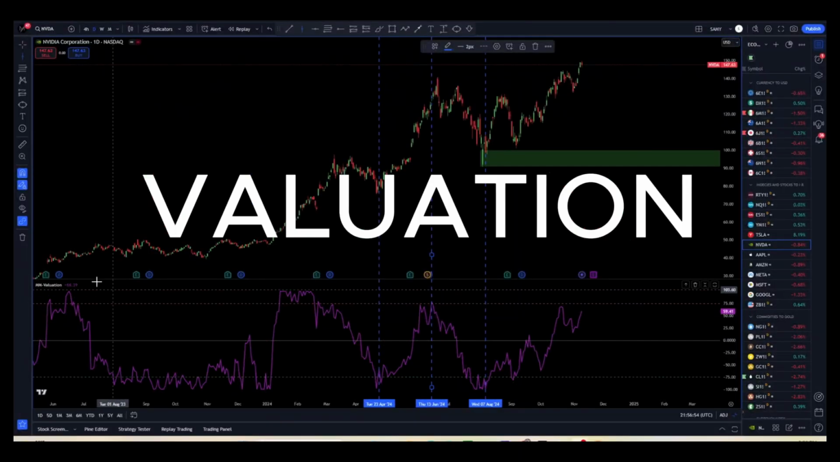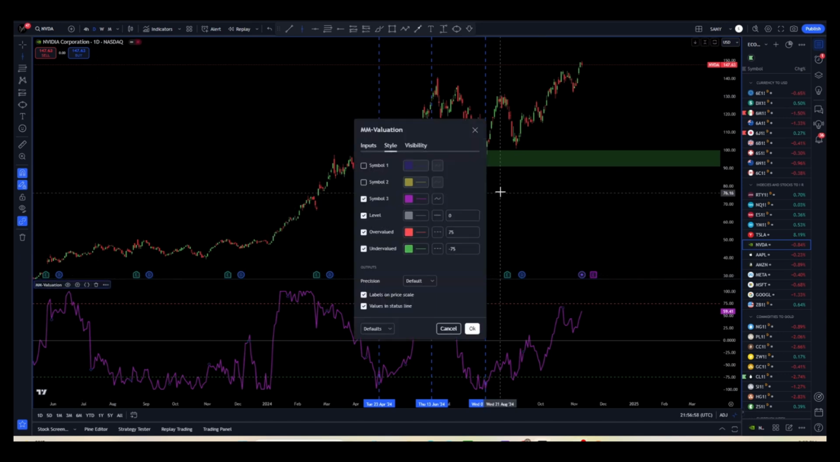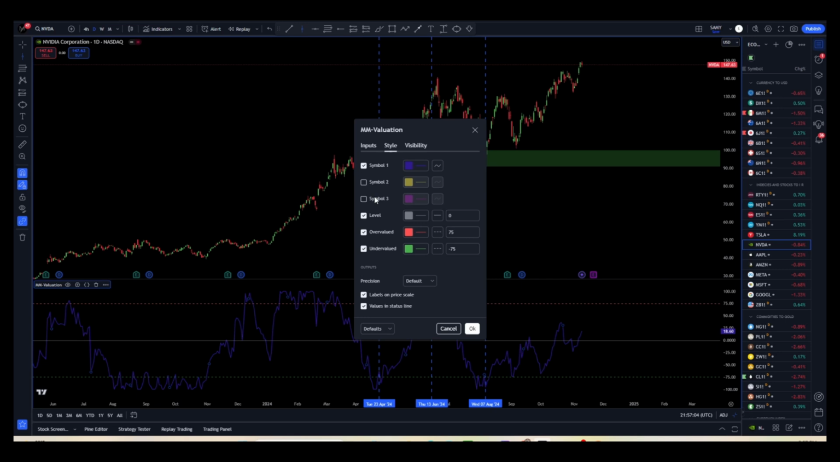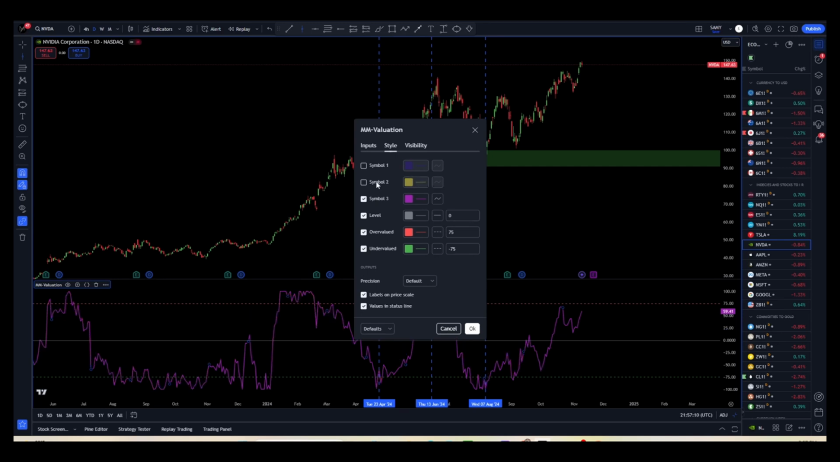So as a start, we're gonna go to settings and see what we have over here. So this is a valuation. The first symbol is for currencies. The second symbol is for commodities. The third symbol is for stocks and indices.